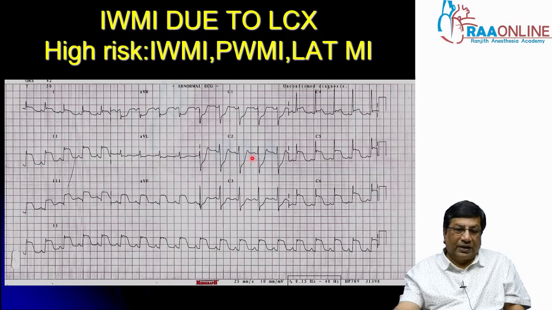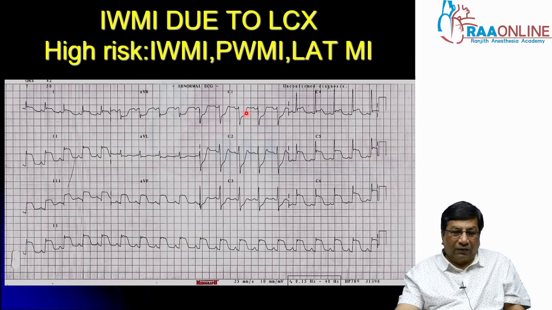Now look at the ECG here. The inferior wall is involved, L2 is more than L3. So the inferior wall infarction is due to left circumflex. In addition to that, L1, AVL as well as V5, V6 are involved. So I have additional lateral wall infarction.